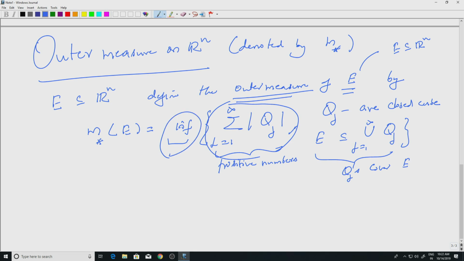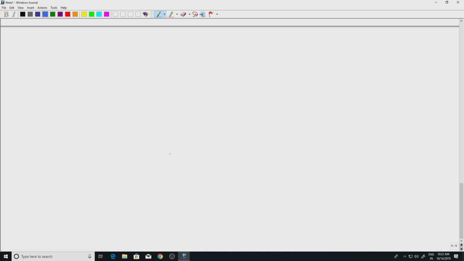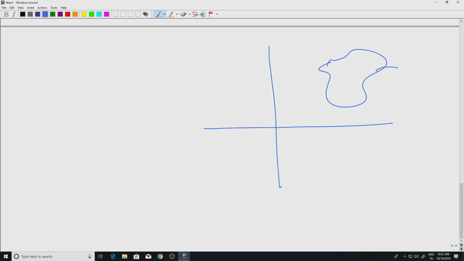So what are we doing? Let us look at some picture. Suppose I have R2 and I have some set E like this. So let us say this is my set E. I am covering E with cubes. So you cover E with cubes. It need not be almost disjoint, it could be any kind of closed cubes. Then you look at the union.